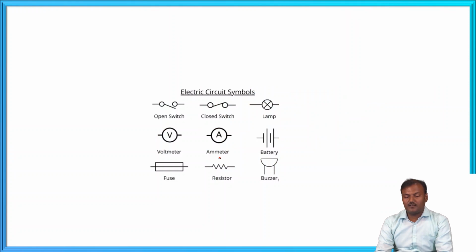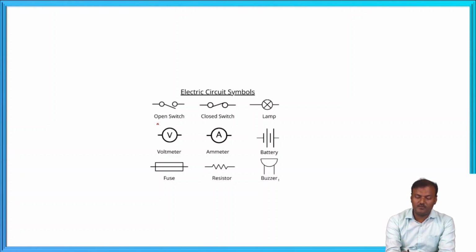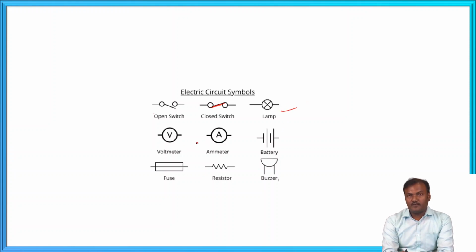These are the electric circuit symbols generally followed while representing elements in circuits. An open switch is represented with 2 lines which are not connected, and a closed switch is represented with 2 circles joined with 1 line, and a lamp is with this symbol. Voltmeter and ammeter: a circle with the indication V indicates a voltmeter, and the ammeter has this symbol. Battery is 1 small line and 1 big line, and a fuse has this symbol, then resistor and buzzer.